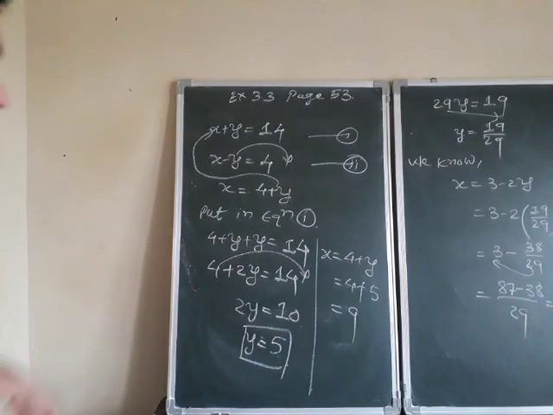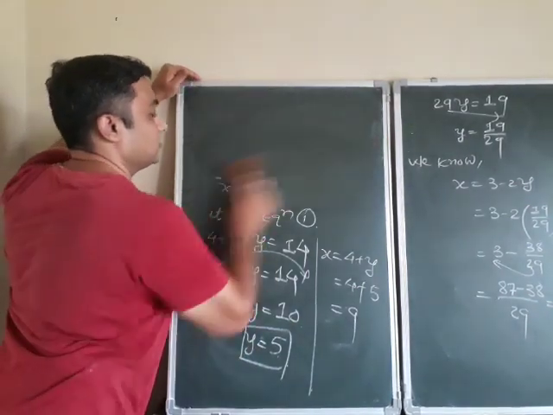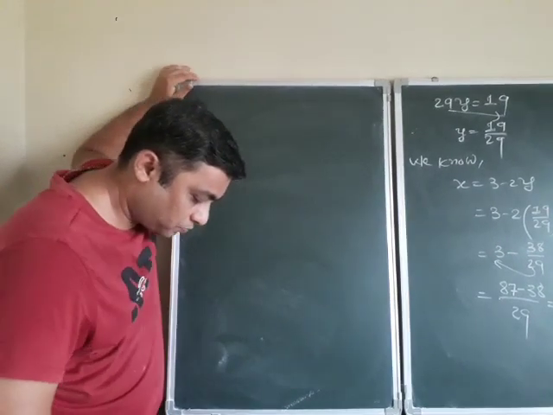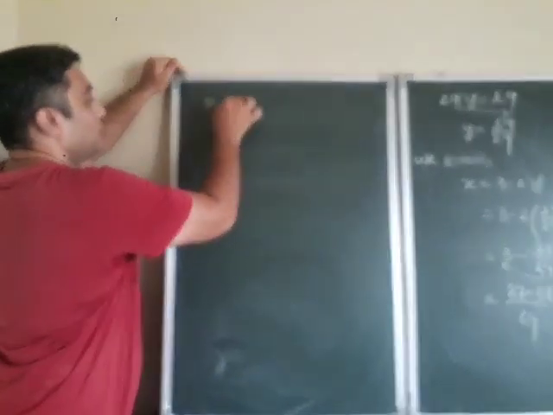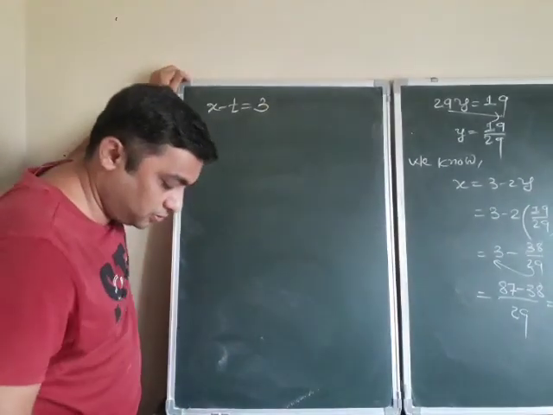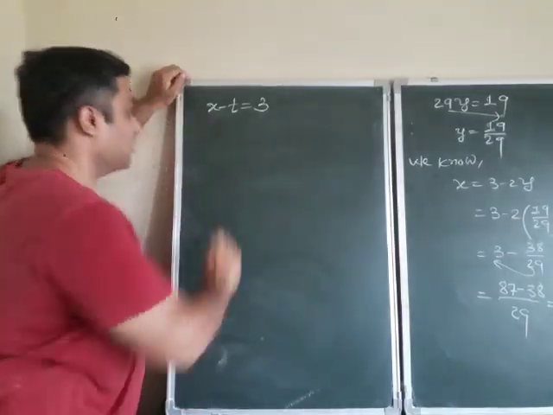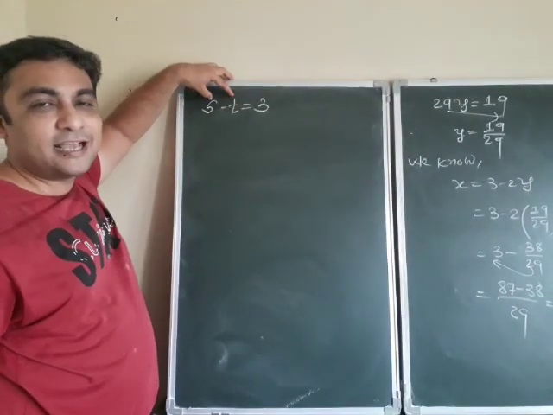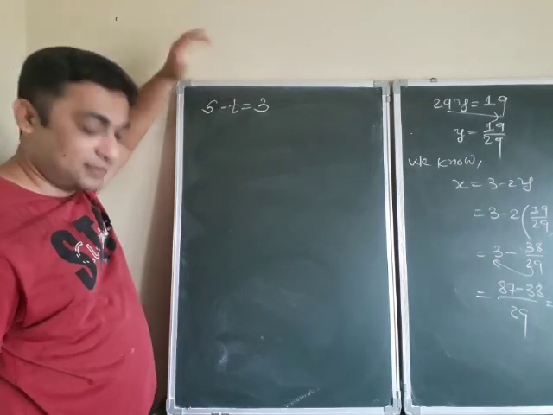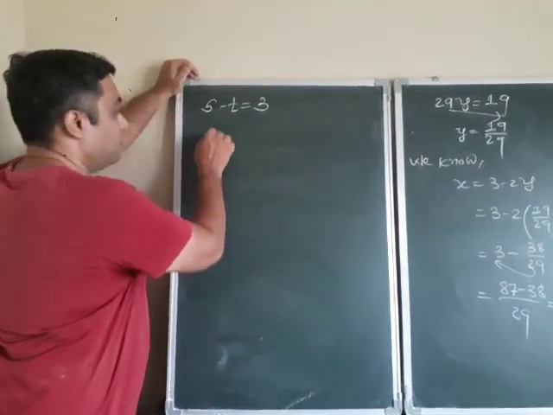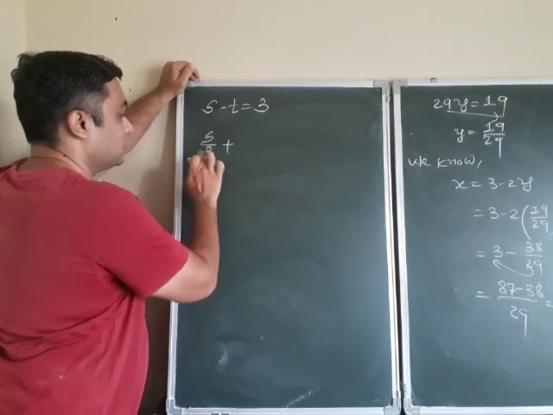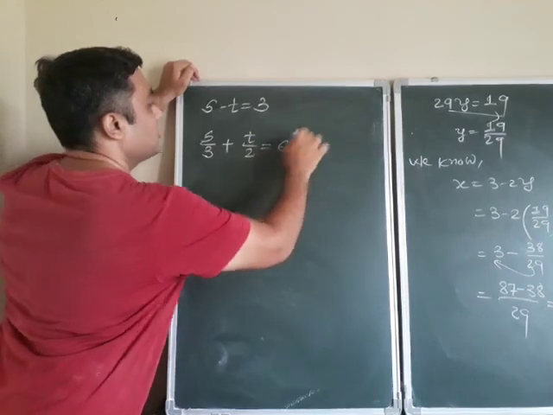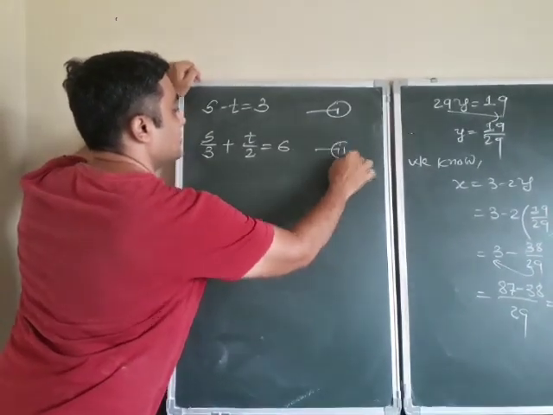Okay, ready for the next. See the next. x minus t is equal to 3, the first equation, and s minus t. Here in place of x and y they are using the variables s and t. No problem, let's go. And next is s upon 3 plus t upon 2 is equal to 6. See, this is the first equation and this one is the second equation.